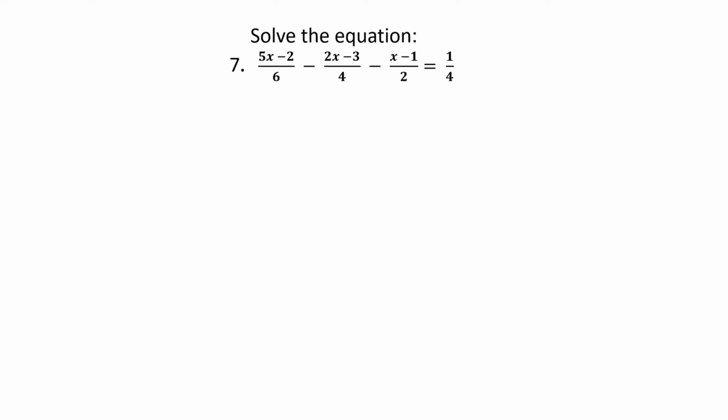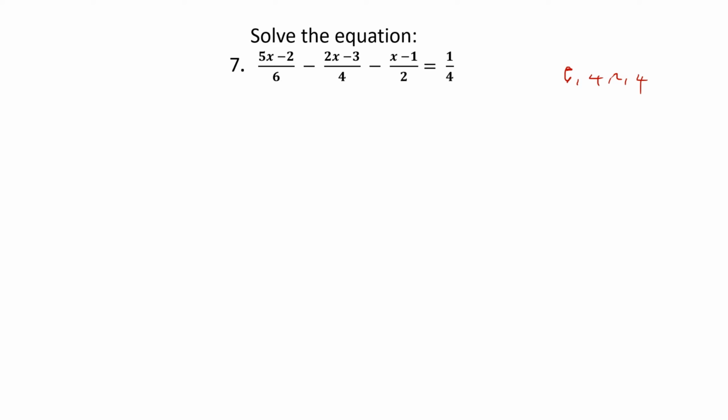So let's solve this question. We have (5x minus 2) over 6 minus (2x minus 3) over 4. So we do the same thing again. 6, 4, 2, and 4. These are denominators. You can find the LCM if you want to.